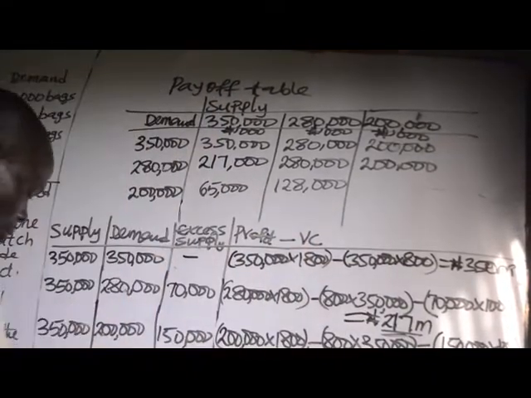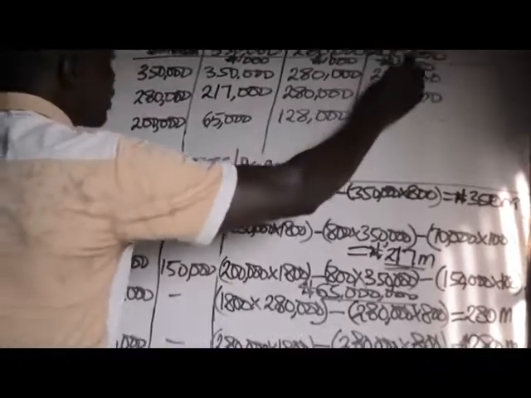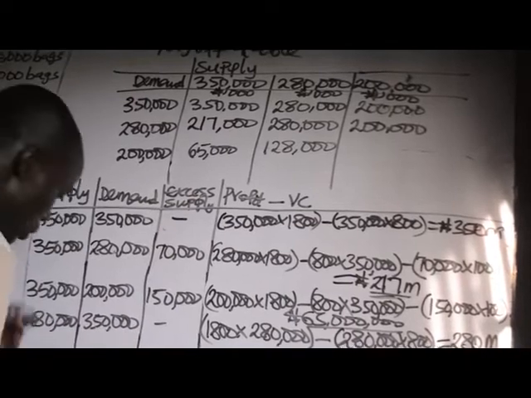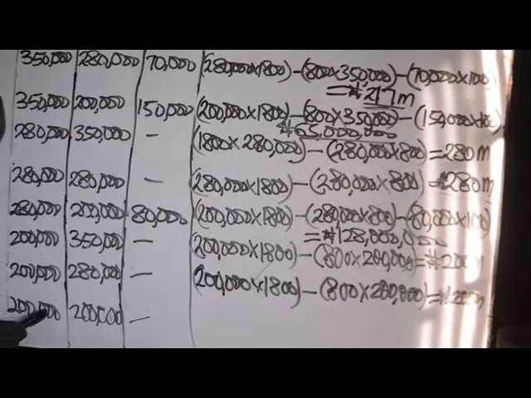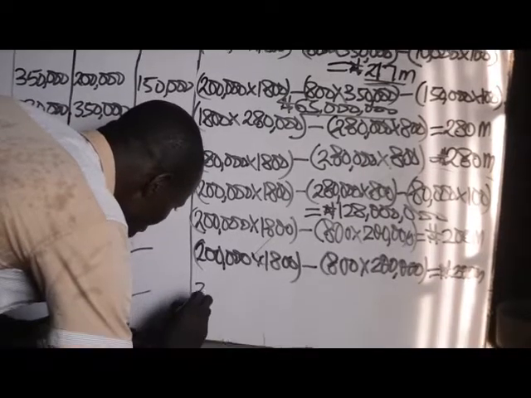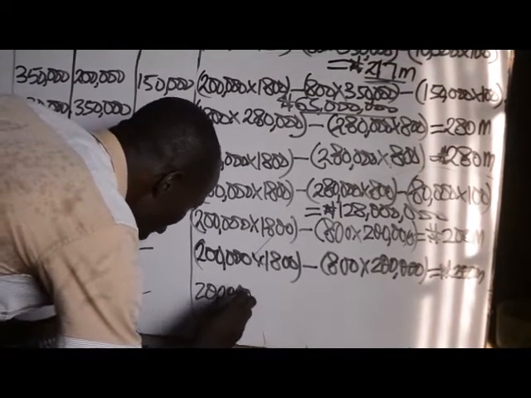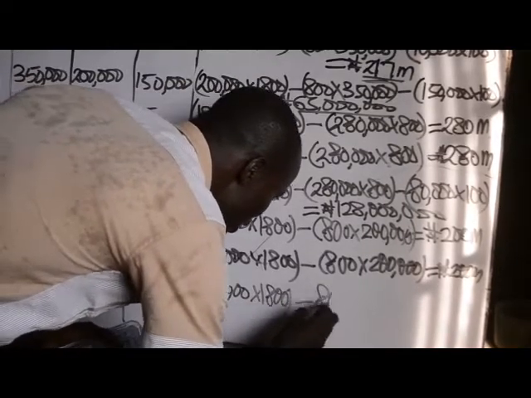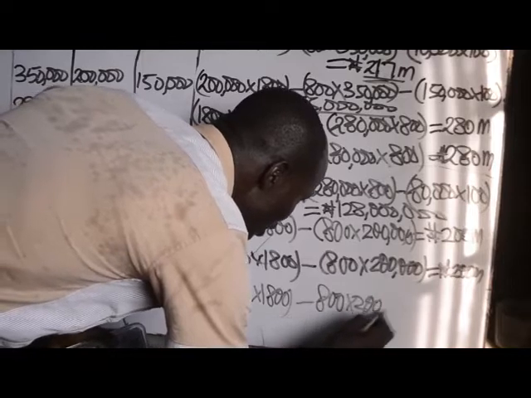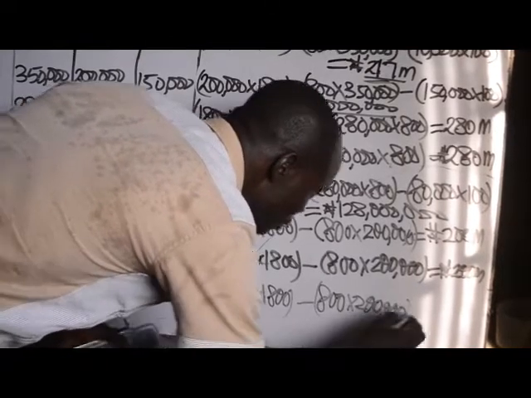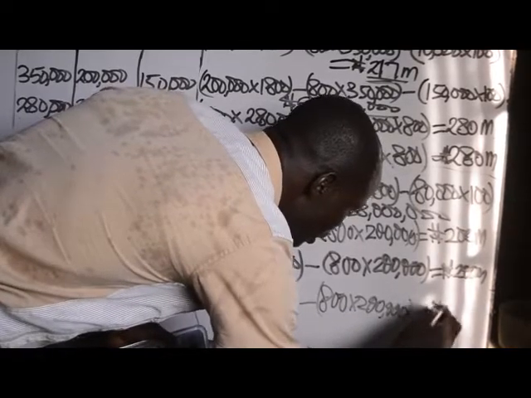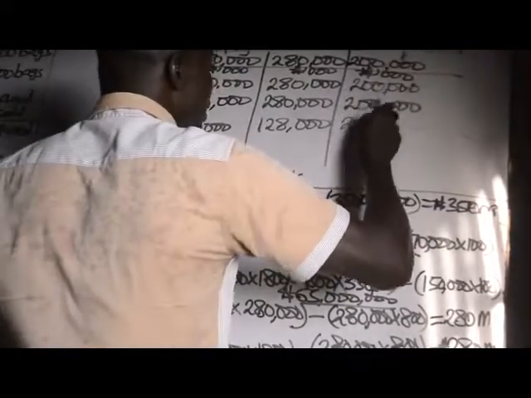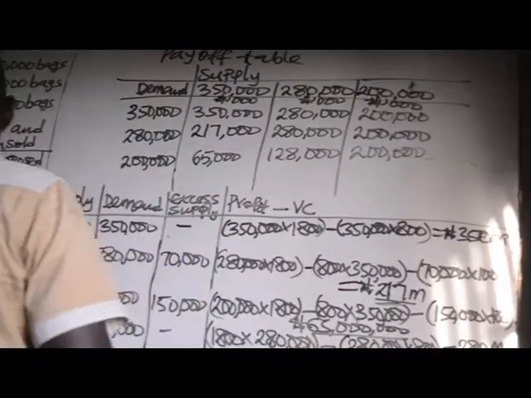Then where your supply is 200,000 units and demand is 200,000, revenue is 200,000 times 1,800 minus 800 times 200,000. That will also give us 200 million. This is our payoff table.